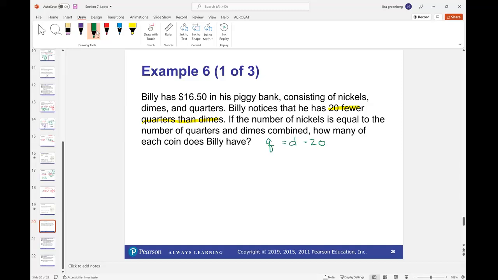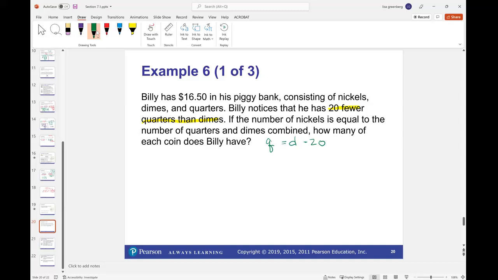So I have 20 fewer quarters than dimes. So let's see, if I have 22 dimes, I have 2 quarters. Now that makes sense because I have less quarters than dimes. First time I had them backwards. So you should always just plug in a number and make sure that it's right. Okay, so we got that one.